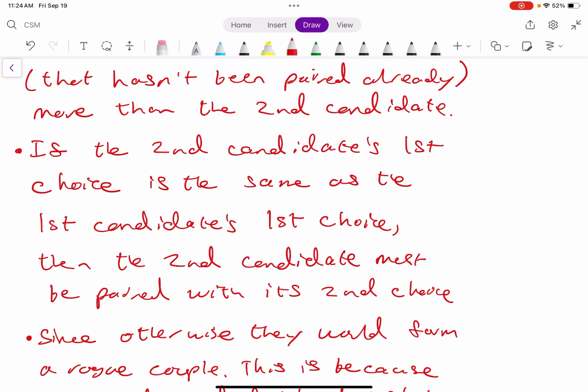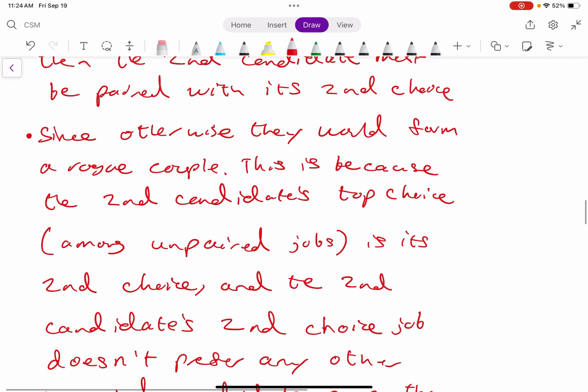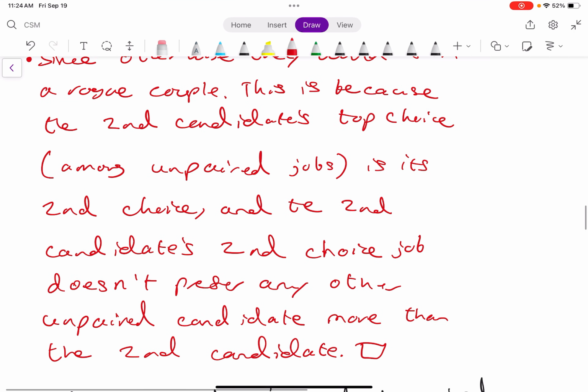If the second candidate's first choice is the same as the first candidate's first choice, then the second candidate must be paired with its second choice, since otherwise they would form a rogue couple. This is because the second candidate's top choice among all unpaired jobs is its second choice, and the second candidate's second choice job doesn't prefer any other unpaired candidate more than the second candidate.